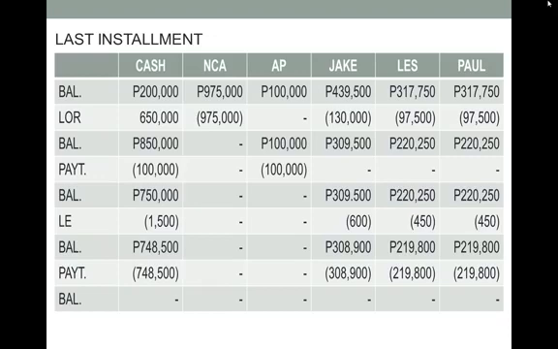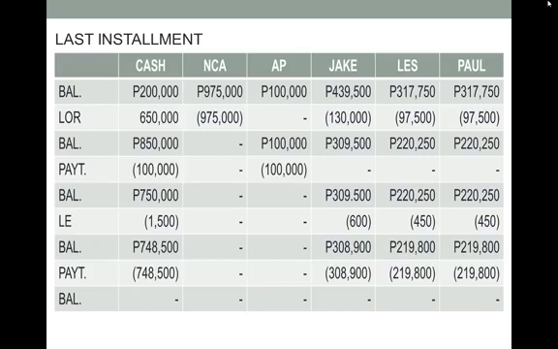So, balance after the first installment, cash 200,000, that is the cash withheld. Then, NCA or non-cash asset of 975,000. Accounts payable of 100,000. Then the partners' capital balances: to Jake 439,500, to Les 317,750, and to Paul 317,750.